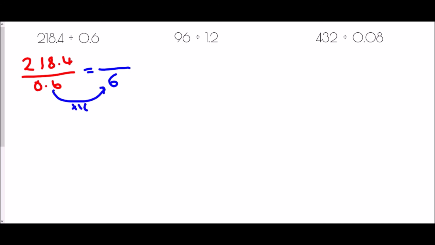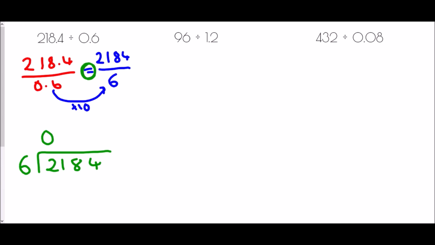Well, I've multiplied by 10. Because I've done that at the bottom, I also need to do it at the top, and so I get 2184. Now both of these calculations are going to give us exactly the same answer because they are equal. And so now all I need to do is set up my bus stop with the values from the second fraction and ask myself, how many times does 6 go into 2?